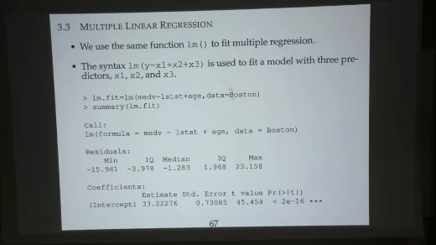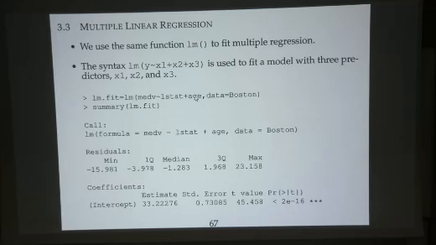In the housing data set, so in the Boston data set, we try to fit a linear model of the median value when the predictors are LSTAT and age. The age variable is the proportion of owner occupied units built prior to 1940. So you're regressing on these two variables, and this is an example of multiple linear regression.